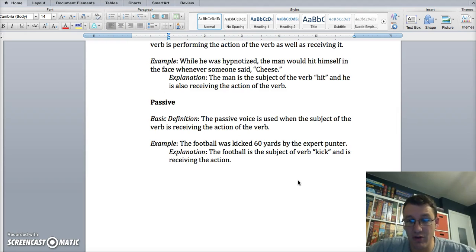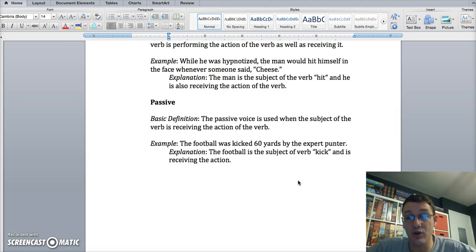Okay, so here the football is the subject, was kicked is the verb, and you know it's passive because the subject, the football, is the thing that's being kicked. Okay, so if it said the expert punter kicked the football, then it would be active. But because you reversed the order of the sentence, you have to make that verb passive.